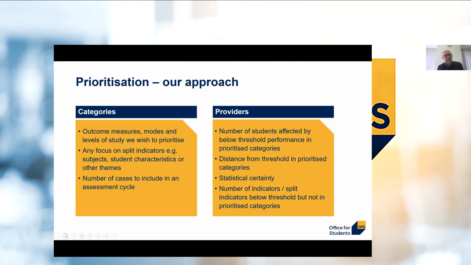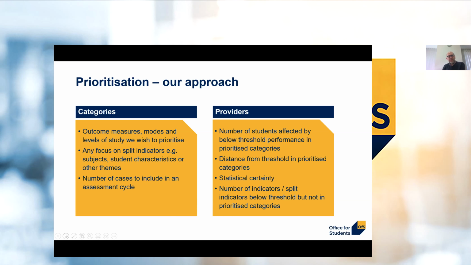So really importantly, we know that there are more providers with more indicators and split indicators below the threshold than we can assess each year. And that means that we expect the publication of the thresholds and the data dashboards themselves to have a positive effect on student outcomes. We think providers will look at performance where it's below threshold, understand that performance, and seek to improve it. But each year we will select a certain number of providers for detailed assessment. That number might change each year depending on OFS resources and priorities.